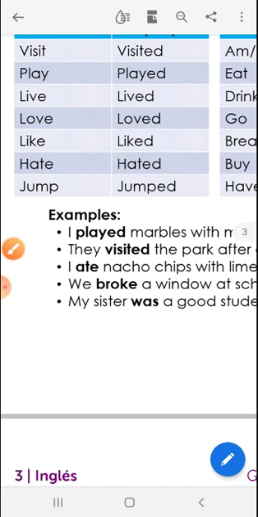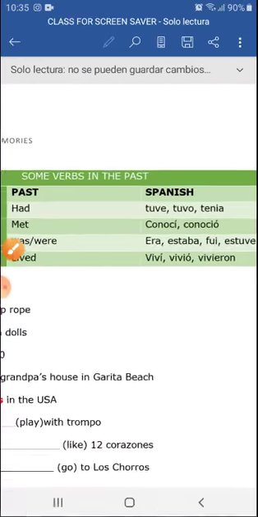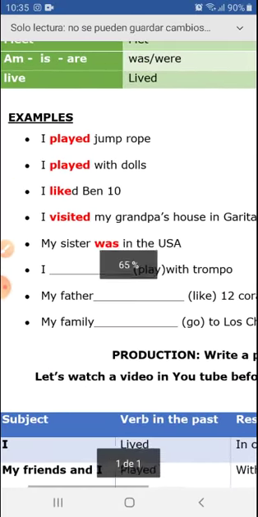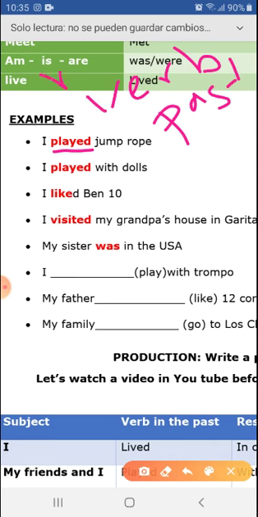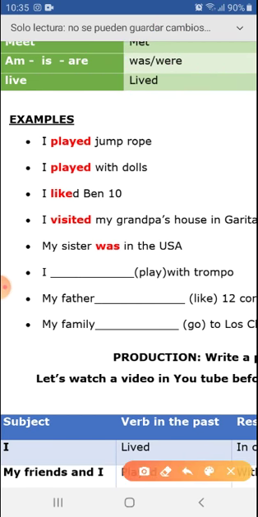Yes? So these are examples. Let's see some more examples of that. I played jump rope. Salta cuerdas. I played jump rope. Played is a verb. It's a verb in the past. Yes, it's a regular verb in the past. How about this one? I played with dolls. Also, it's a regular verb in the past. I played, past. Okay.